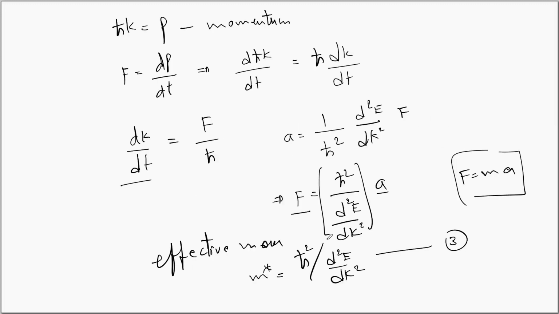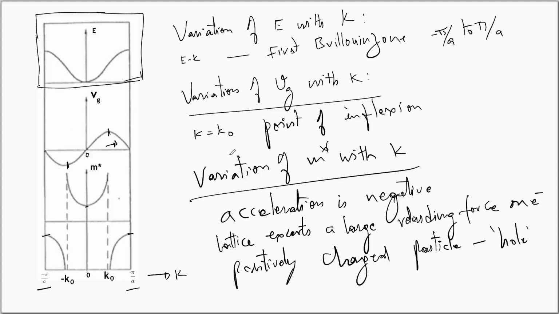Since we know h bar k is equal to p, we have written F as h bar dk by dt. From this we have written the acceleration as a is equal to 1 over h bar square d square E by dk square F. The force is equal to h bar square upon d square E by dk square into a, which means the effective mass corresponds to h bar square by d square E by dk square. So the effective mass corresponds to d square E by dk square. We have seen how the energy of the electron is going to vary with k. From the EK diagram, minus pi by a to plus pi by a, the first Brillouin zone.